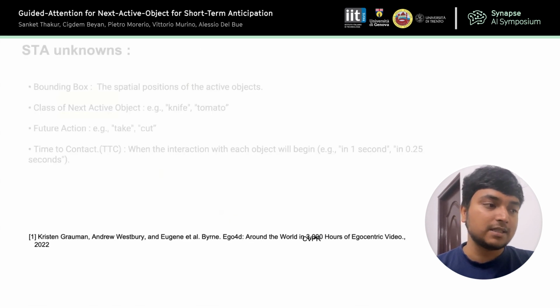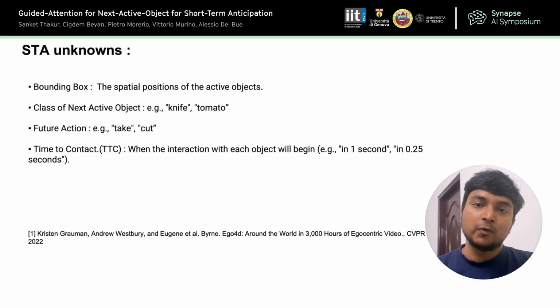Now, in a crux, short-term anticipation has four unknowns. The very first is the bounding boxes, that is, the spatial location of the object in the last observed frame, and also the class of that particular next active object. In addition, we also have to identify the future verb, that is, the future interaction taking place, and also the time to contact, that is, at what time in the future the interaction will begin with that object.